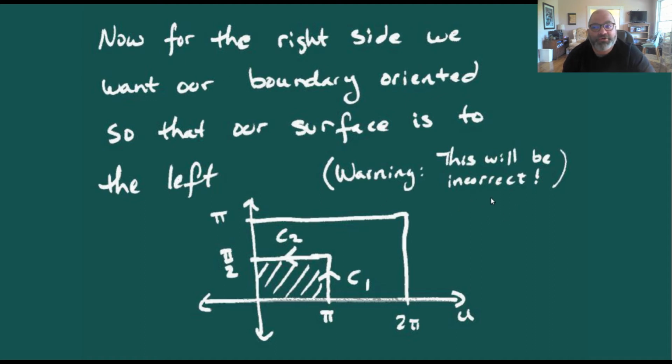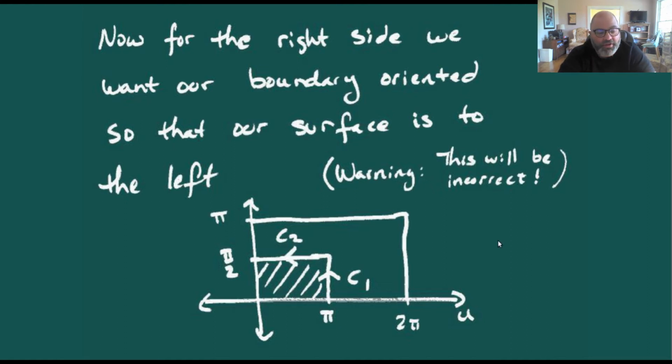Okay, warning: if you're just catching this video in the beginning, this will be the wrong answer. For the right-hand side, we want to orient our surface so that the region we're interested in is going to be to the left. Going back to our limits from the previous video, we had only positive y values, so our theta, our u value, only goes between 0 and pi. For the upper hemisphere, v goes from 0 up to pi over 2. So the region that we have is bounded by two curves, C1 and C2.